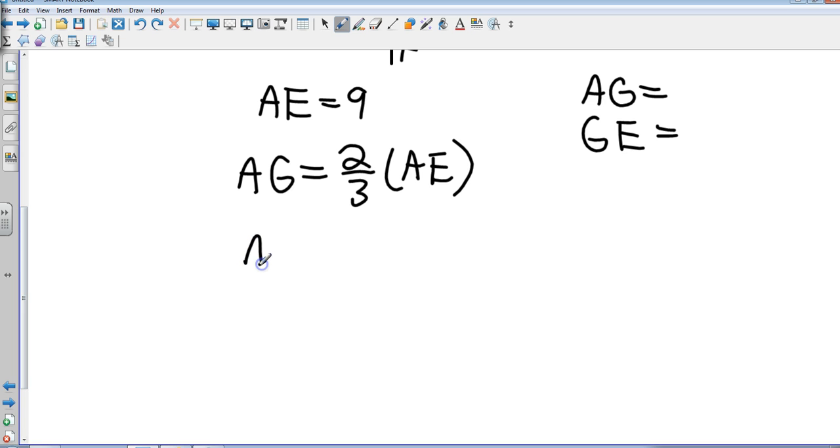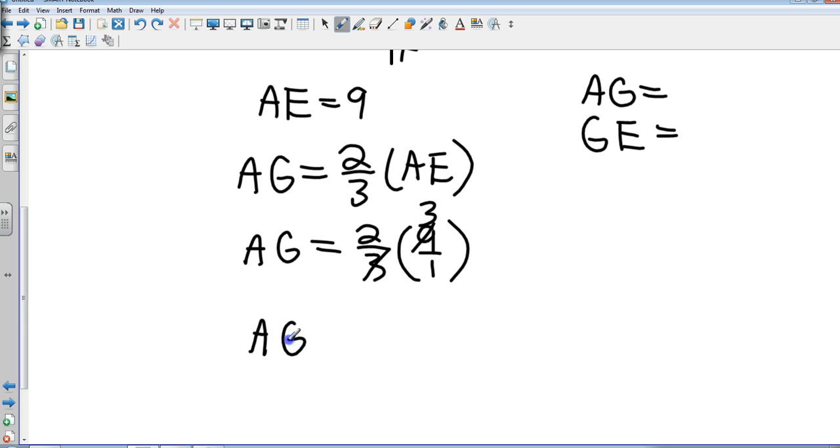I have AG equals 2/3 times 9/1. Cancel the 3 into the 9 three times. So AG equals 3 times 2, which is 6. And I know if the whole segment is 9, then GE has to be 3. Okay, and that's the centroid, again, if it's drawn from the median.